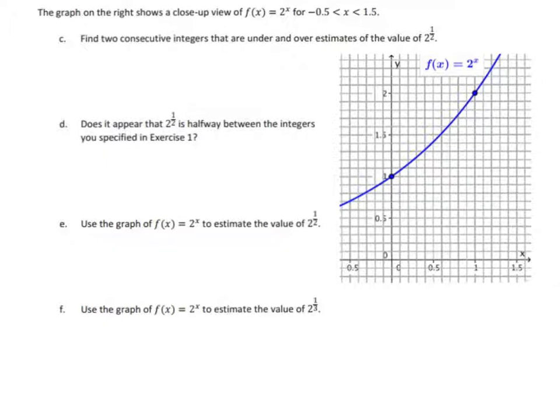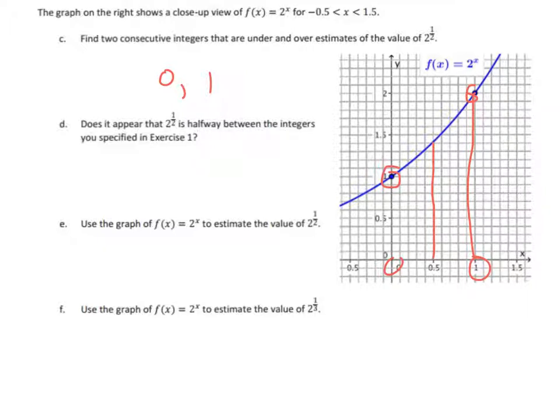Okay, so on this question, they talk about the function 2 to the x between -1/2 all the way up to 1.5. So basically from here up to 1.5 is what we're looking at. And in the first part, they want you to find 2 consecutive integers that are under and over estimates of this. Well, we already know that if I go to 2 to the 1/2, which is right here, and you go up, the ones we're talking about that are nice ones are at 0, down here, and at 1. And those both come out to be nice numbers. So we're looking at 0 and 1 as the integers that are under and over.